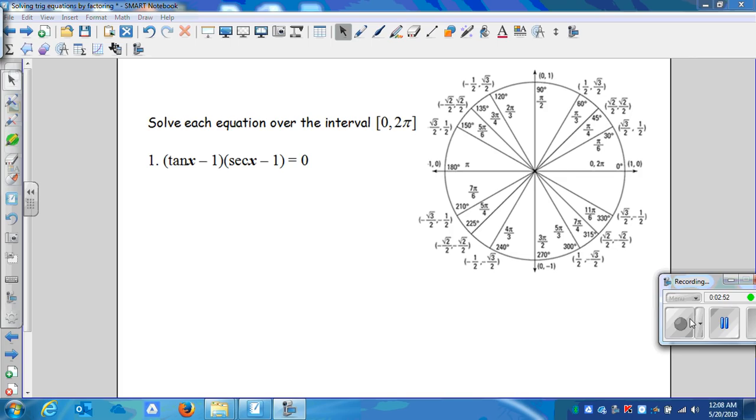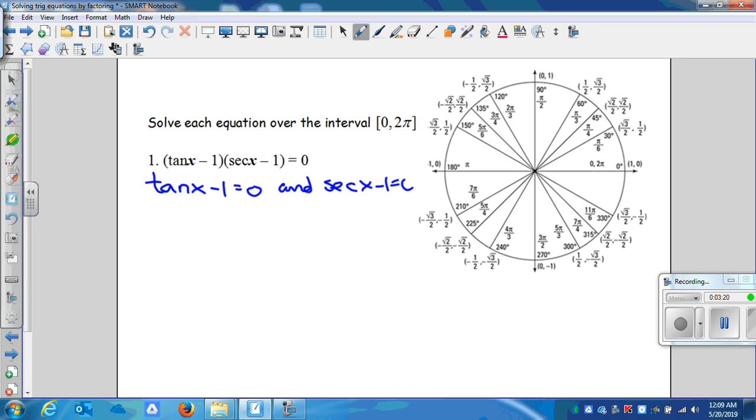For all of the examples today, we will be finding only values that fall in the unit circle between 0 and 2 pi. So number 1 is already factored, and you can see they've already got it set to tangent x minus 1 and secant x minus 1 equals 0. So the zero product property says that the tangent of x minus 1 equals 0 and the secant of x minus 1 equals 0. Let's go ahead and solve the first one to completion. If you isolate your trig function, you get tan x equals 1.